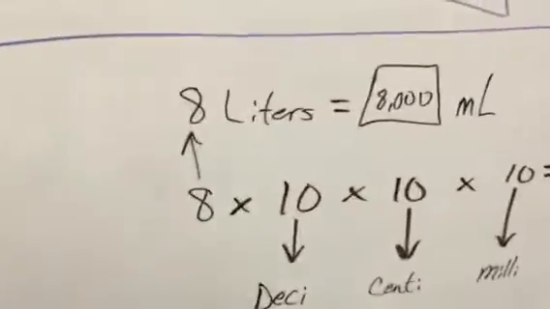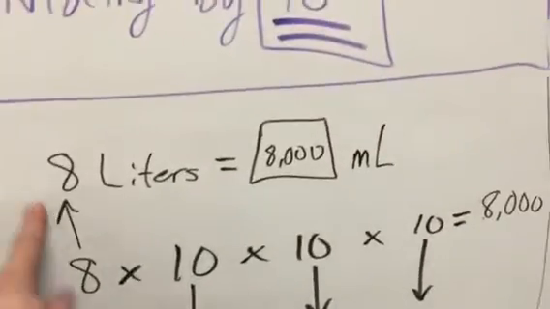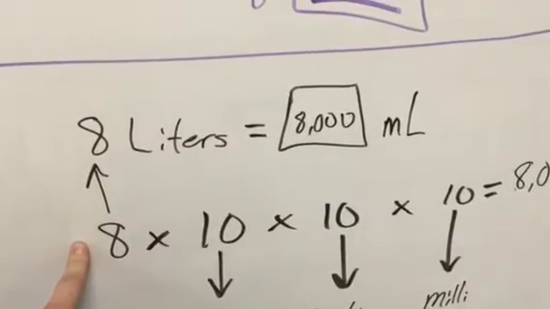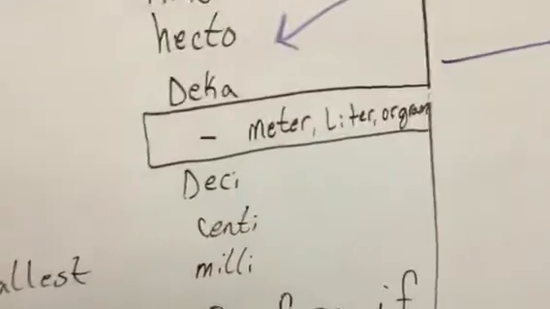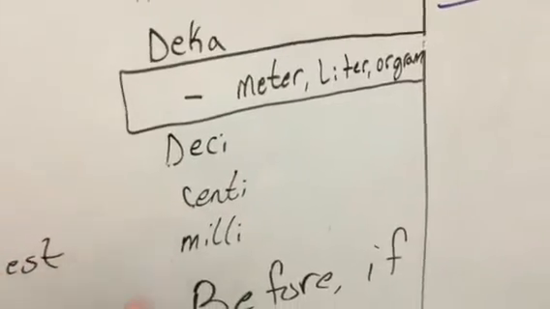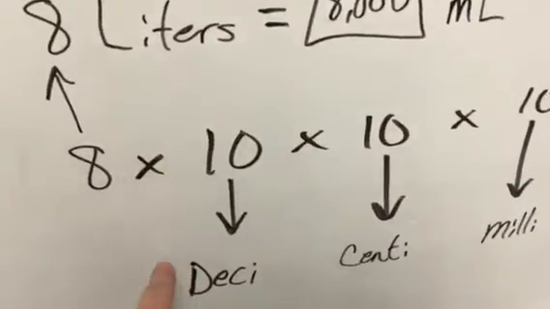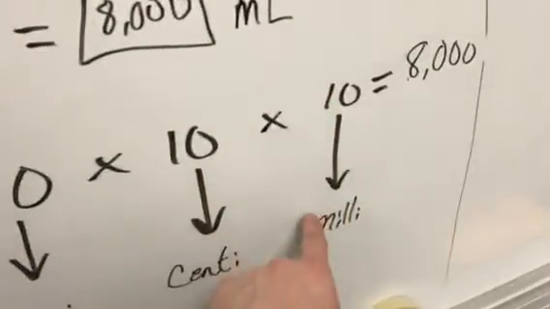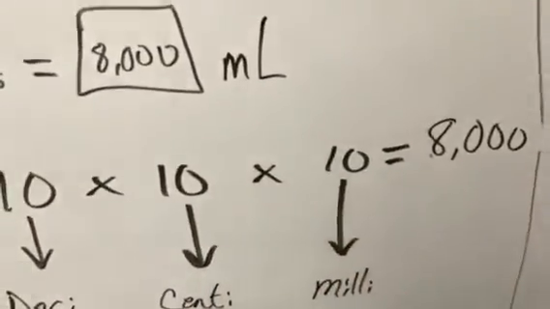Let's look at this example over here. 8 liters equals how many milliliters? Well, I take the number of liters, and then I look at how many steps away from liters we are to milliliters. So go back to my chart. We're here, and it's 1, 2, 3 steps away. So I multiply 8 times 10 for the deciliters, times 10 for the centiliters, and times 10 for the milliliters. 8 times 10 times 10 times 10 is 8,000.